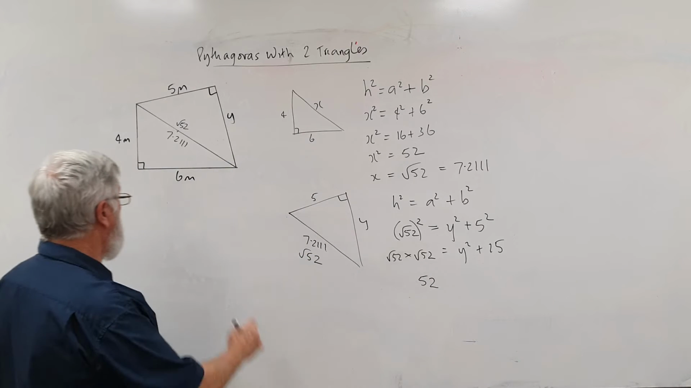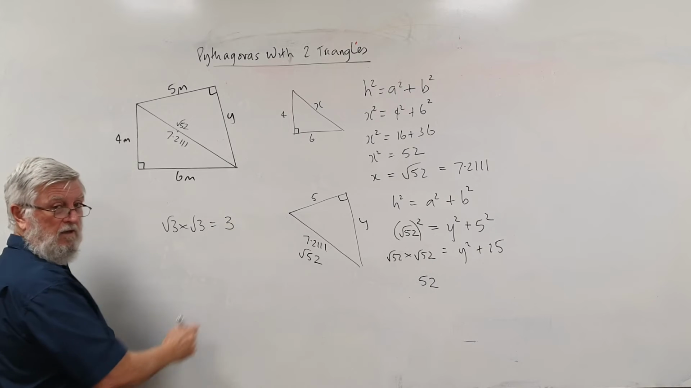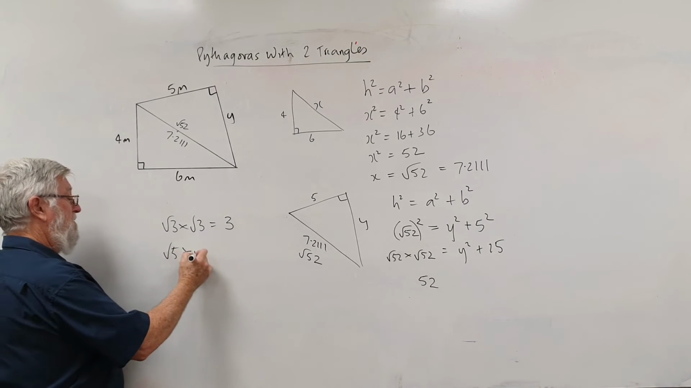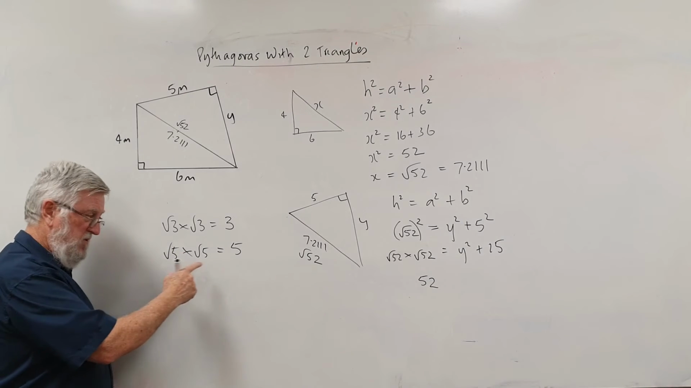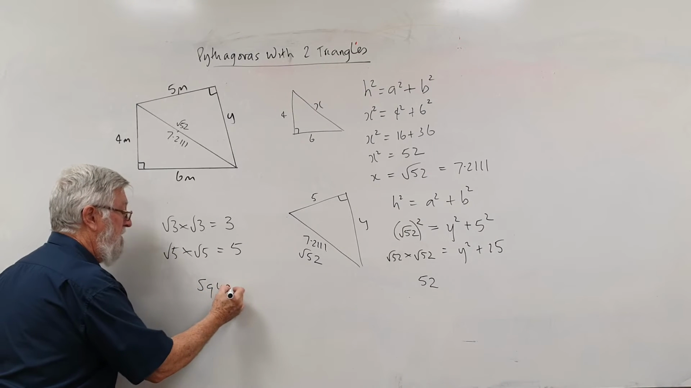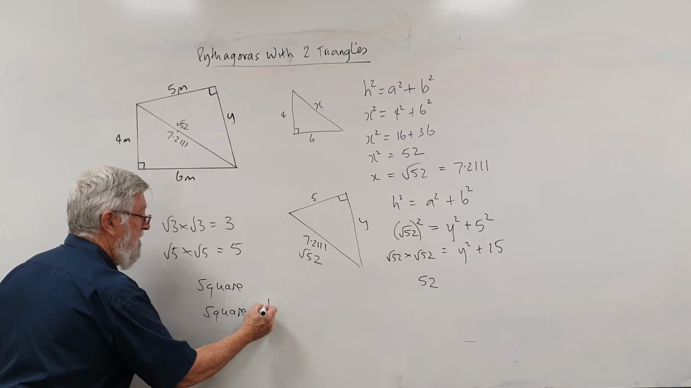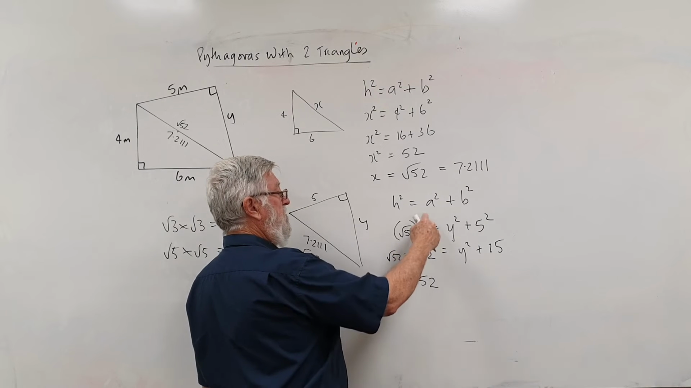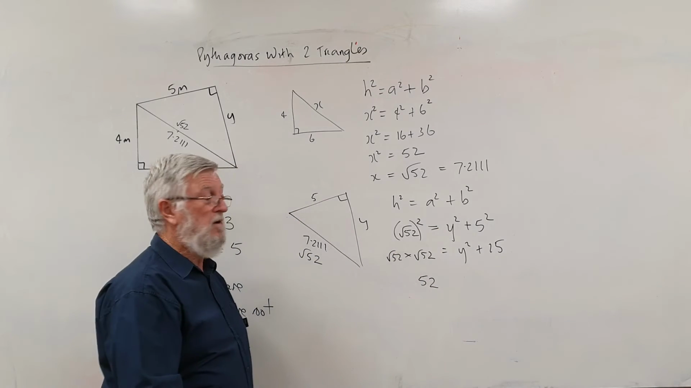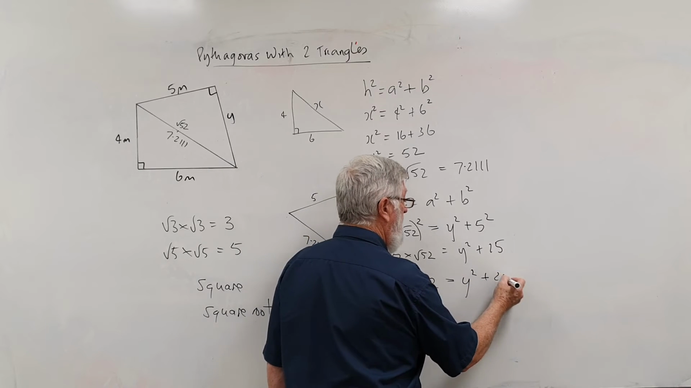So, sidetrack for a second. If I had the square root of 3 times the square root of 3, it's 3. If I had the square root of 5 by the square root of 5, it is 5. So any square root times itself, they're called square and square root because they're the opposites of each other. They have the opposite effect on each other. So when I get the square root of 52 and I square it, I just get 52. Now I'm left with that y squared. So if you wanted to do all the decimals, you can.